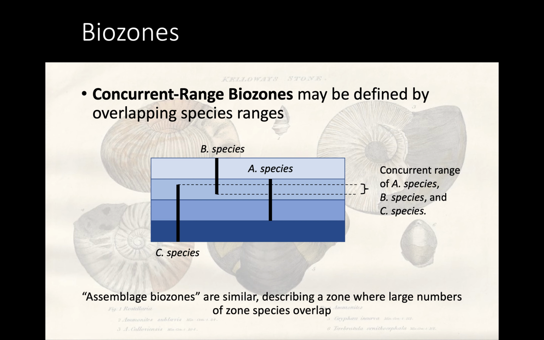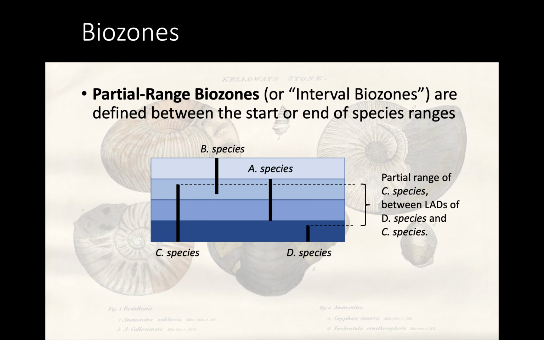So an assemblage biozone is very similar, where large numbers of zone species overlap. And then a partial range biozone. This can be defined as the start and end of species ranges using a number of different species. So for this particular example, we have a partial range of C species which existed between the LADs of D and C. All right, so we've got D and C as our LADs here, which means that we've got A and B existing within it. We can get a solidly specific chunk of time there. So this is the building blocks of biostratigraphy here.